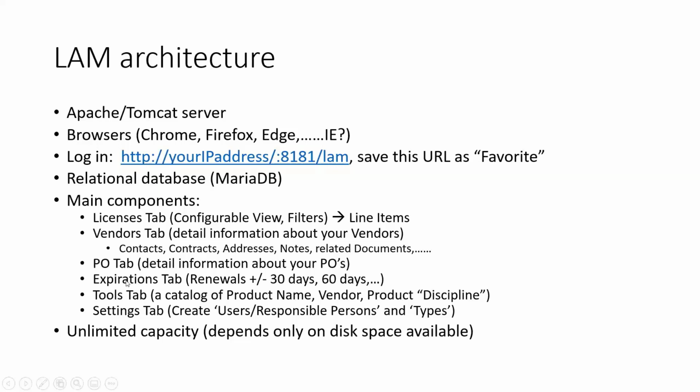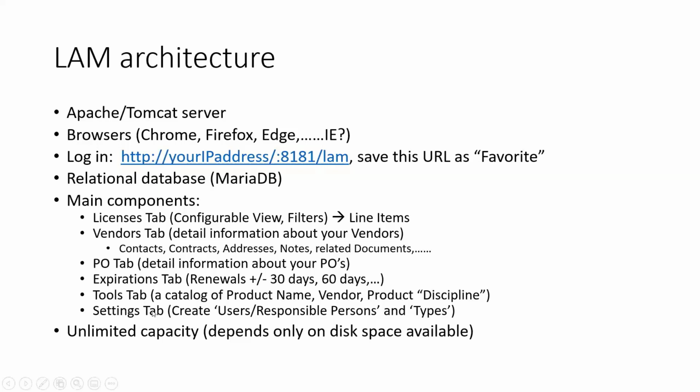expirations, contract expirations. The Tools tab is where you can generate and see a catalog of all the tools that you have: product name, vendor name, and then the product discipline. What does the discipline do? And again, you can filter that by discipline. You can filter that by vendor, however you want to see it.